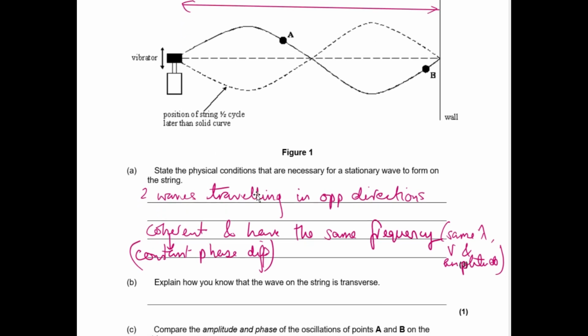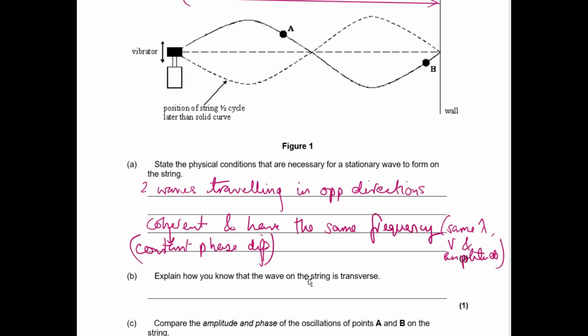So explain how you know the wave on the string is transverse. So if you look at the oscillations, the vibrations are 90 degrees to the direction of travel. So the oscillations are 90 degrees perpendicular to the direction of energy transfer. Okay, let's move on to the next one.